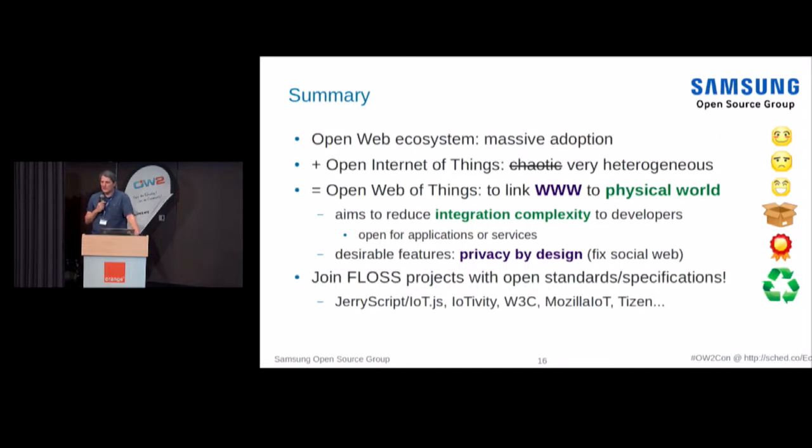So in summary, we have a massive adoption of the web. We have a very heterogeneous Internet of Things. Today there are a lot of silos, and we can break this if we work together to build this Web of Things and reduce the complexity of embedded development for application developers who are comfortable on the web today. That's the next challenge. I believe that privacy by design is something that should not be ignored; the success of IoT probably depends on this. There are so many projects you can evaluate, so feel free to join. And if there is something I'm missing, don't hesitate to tell me.